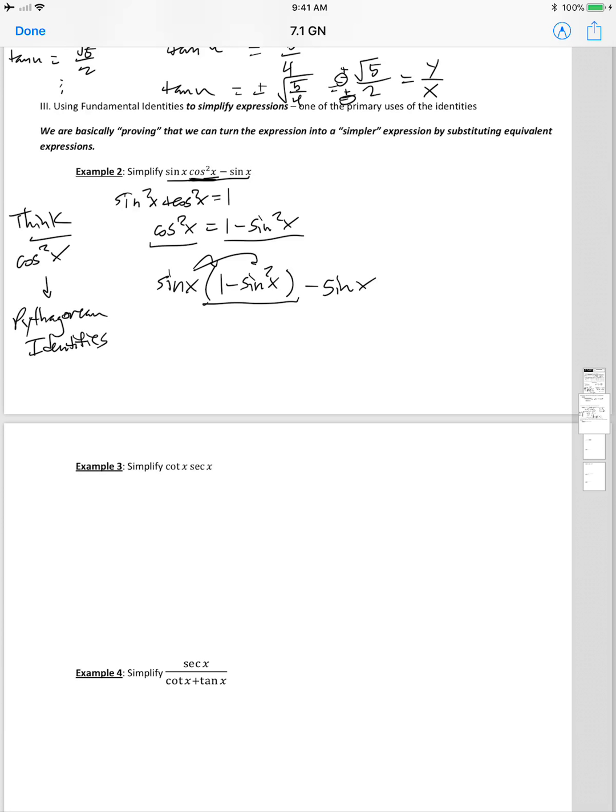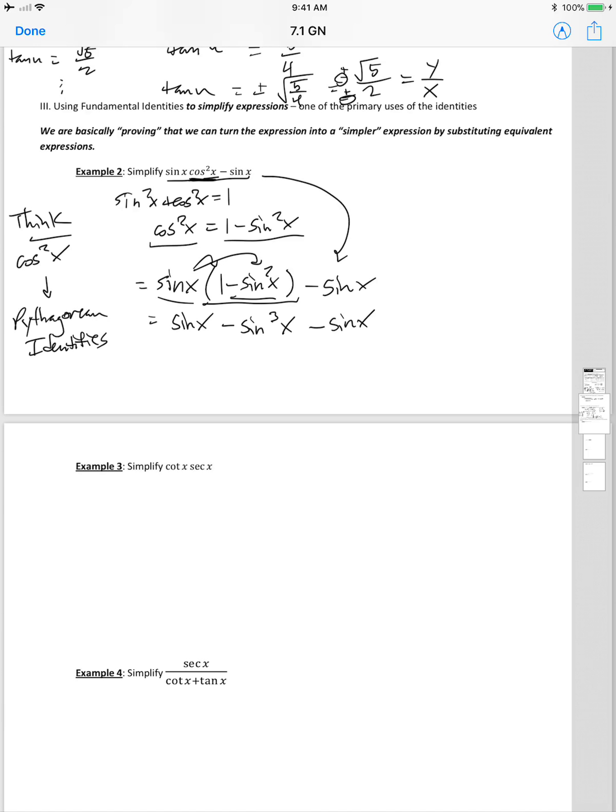And now I can distribute. Sine of x times 1 is sine of x. Sine of x times negative sine squared of x is minus sine cubed of x. If that throws you off, then think of this as what's x times x squared. That's x cubed. Sine of x, it's the same thing. It's a function. It's a value. So I'm just squaring it and then multiplying to get sine cubed minus sine of x.